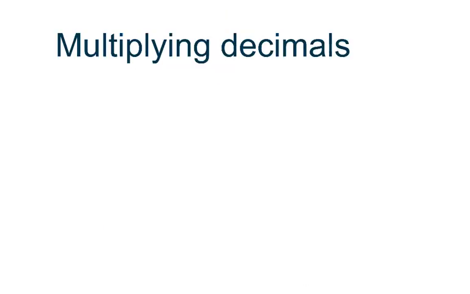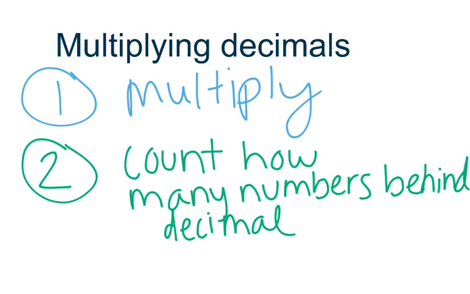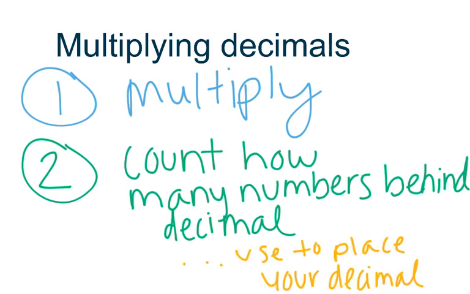There you go. So there's really 2 steps when you think about multiplying numbers with decimals in them. Step 1, multiply. Step 2, count how many numbers were behind the decimal from your original problem. Then you're going to use that number to place a decimal in your answer.